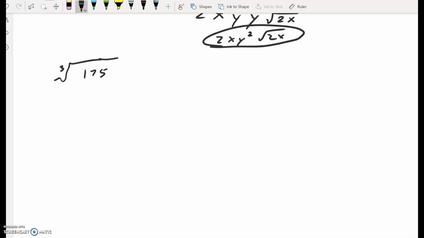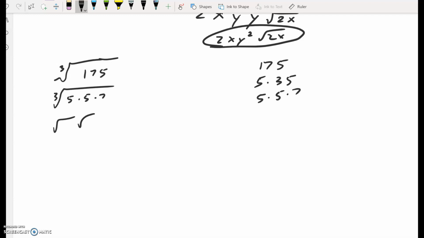if you start going with cube roots, it's the same sort of process. It really is. You still have that 175. You still have it being 5 times 35. And you still have 5 times 5 times 7. And now it's the cube root of 5 times 5 times 7, which would be these cube roots.